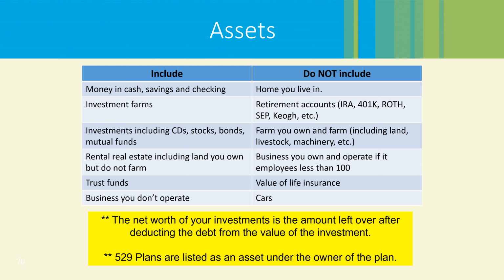Remember that the net worth of your investment is the amount left over after deducting any debt from the value of the investment. And 529 plans are listed as an asset under the owner of the plan. So if the student is the owner of the plan, it is an asset for the student. If the parents own the plan, it is an asset for the parent. If somebody else owns the 529 plan, for example, a grandparent, it is not listed as an asset on the FAFSA.